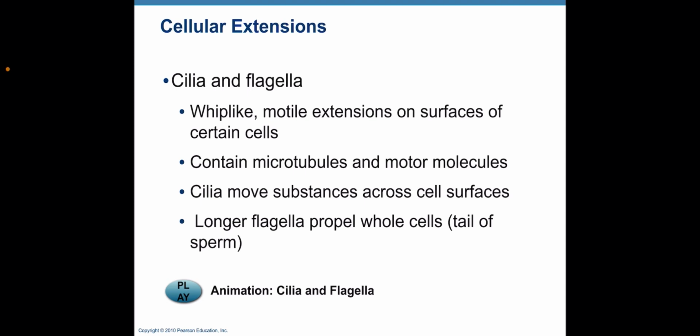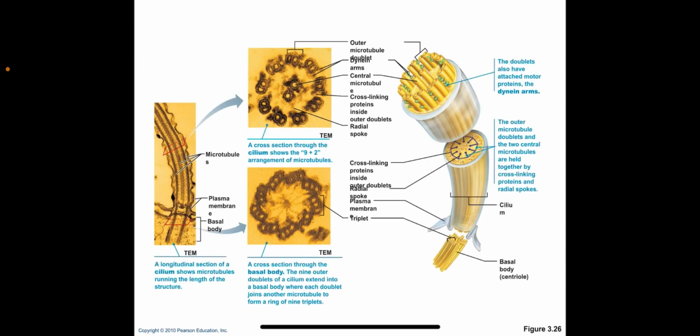microtubules and motor molecules, and they move substances across the surface membrane. So they're almost like grabbing the substance and bringing it into the cell to be used. So we can see them here. We've got microtubules on the outside, connecting to the cilia and being able to move it in. We can see the longitudinal sections of the cilium, and you can see those microtubules running the length of those structures.